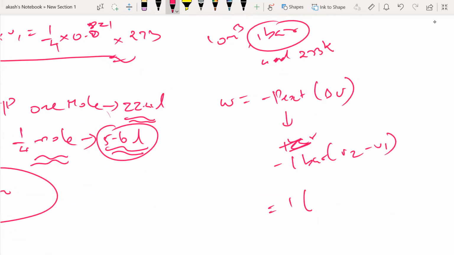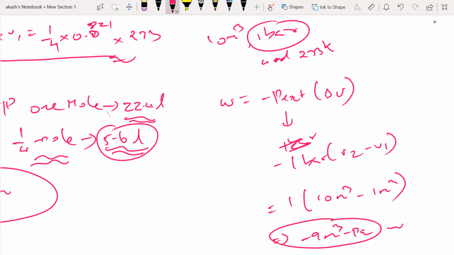So it is going to be 1 into final volume 10 meter cube, minus initial volume 1 meter cube. That's it. So what is the answer now? That is going to be minus 9 meter cube bar, or bar meter cube. That is going to be the answer to this question.